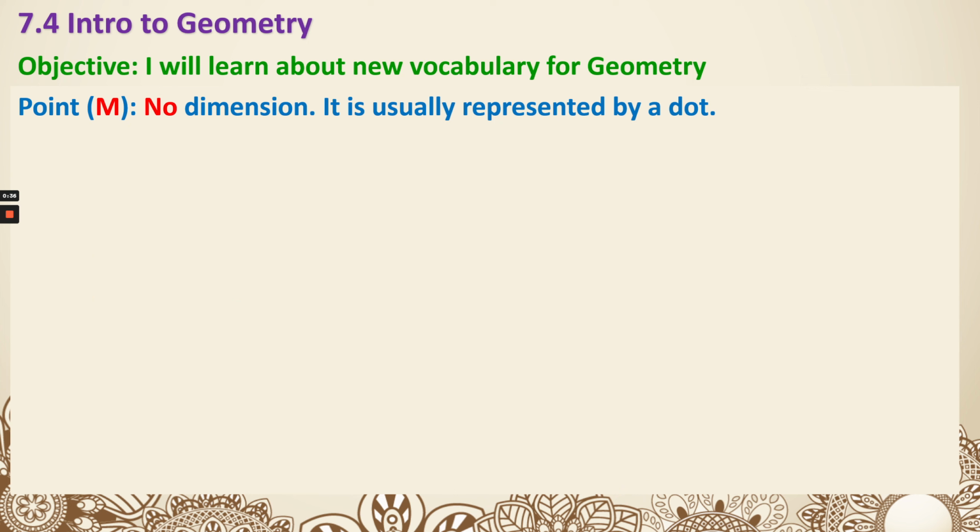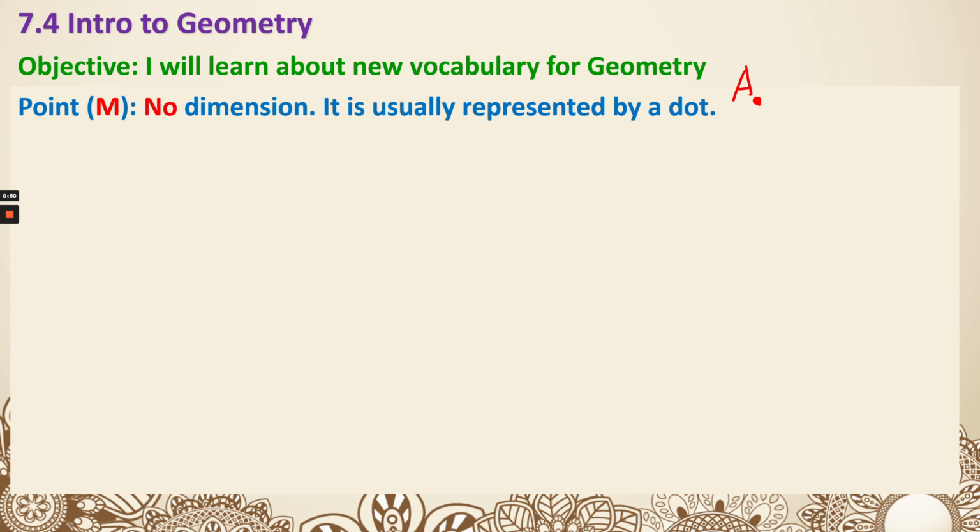First vocabulary, point. It's matching with definition M. A point is something that has no dimension. It is usually represented by a dot. So here is a dot. We'll just draw a dot and typically label it, for example, A, that's point A.